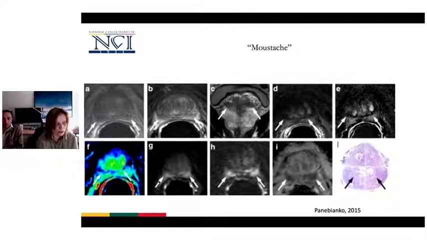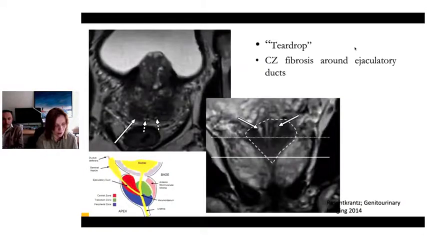So, going through these pitfalls, I showed you the central zone already. This is called the mustache sign. If you see possibly on both sides dark, wedge-like zones, this is fibrosis of the central zone. In coronal, it has the name of teardrop sign. If you look at a maybe suspicious zone on axial images, and then on coronal you see it's very symmetrical, then it's the central zone.